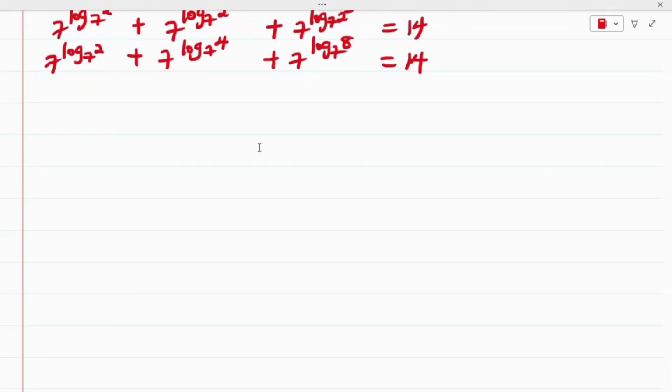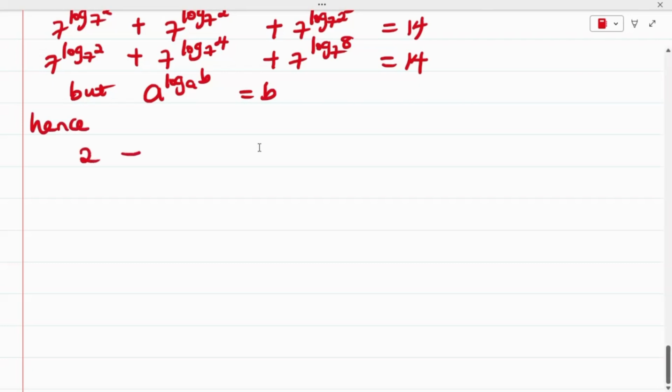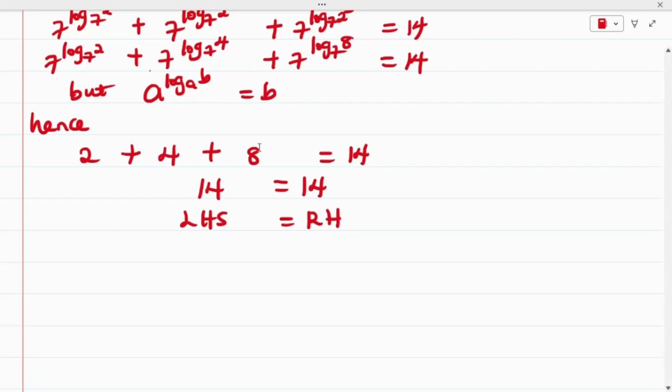But from the logarithmic property, if we have a raised to the power of log b base a, this is equal to b. So hence we have 7 raised to the power of log 2 base 7, we have it to be 2, plus 7 raised to the power of log 4 base 7, we have this to be 4, plus 7 raised to the power of log 8 base 7, we have this to be 8, and this is equal to 14. 2 plus 4 is 6, 6 plus 8 is 14, and this is equal to 14. So left hand side is equal to the right hand side. We have been able to verify this right here.